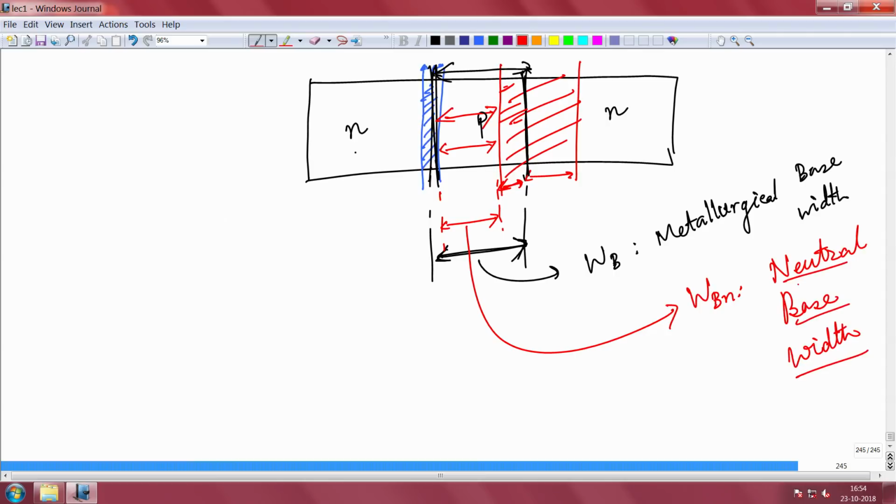Neutral base width is the base width which actually matters in the device operation, because as soon as the electrons reach this edge, they will be swept away here. So what matters is the neutral base width only. Neutral base width is the most crucial parameter, we will come to see that. Of course the doping is also very important, so this will determine many of the things.